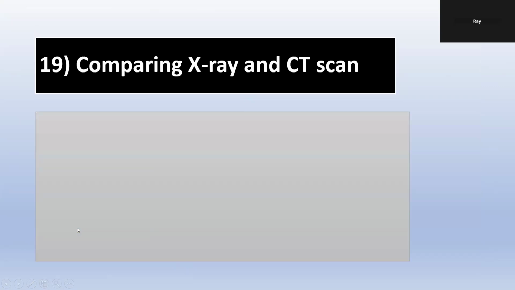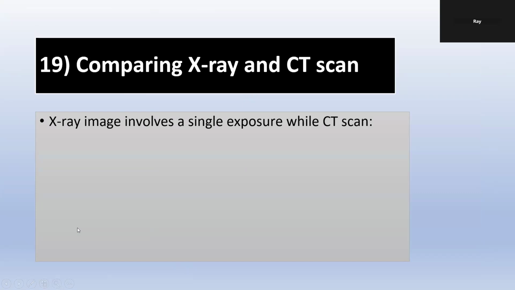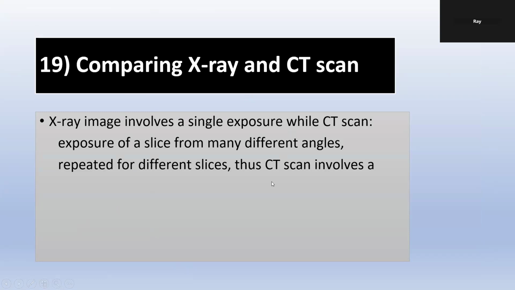Comparing X-ray and CT scan. An X-ray image involves a single exposure. For CT scan, there is exposure of the slice from different angles, repeated for different slices. Thus, CT scan involves a much greater exposure to X-ray. Remember?